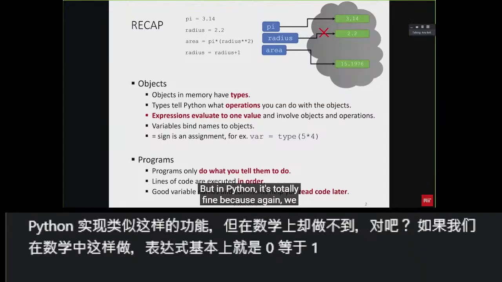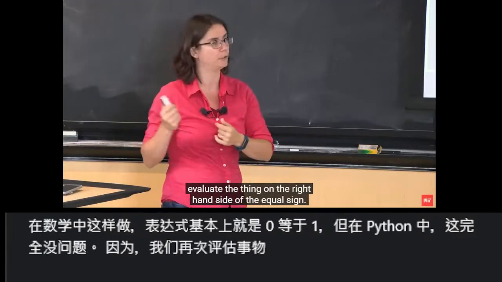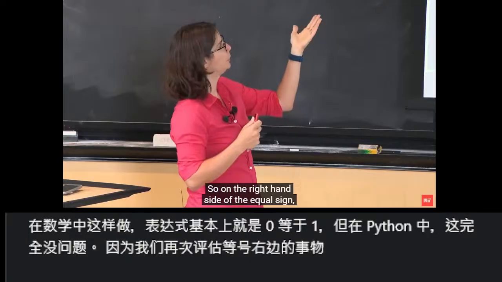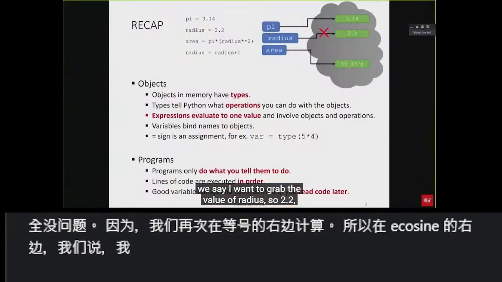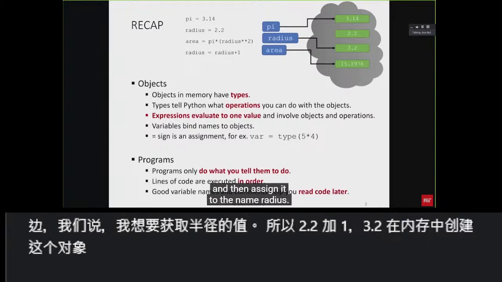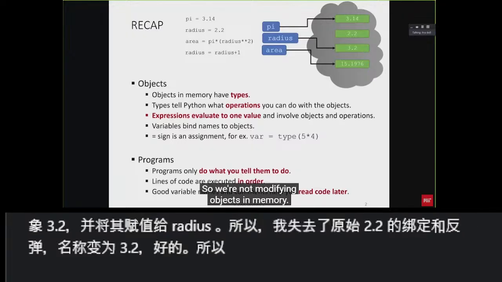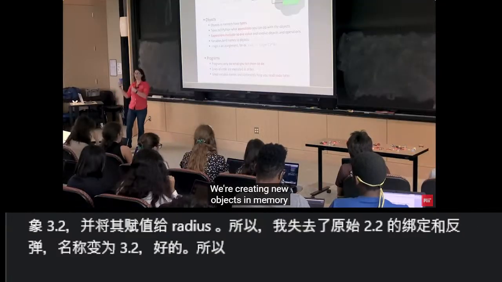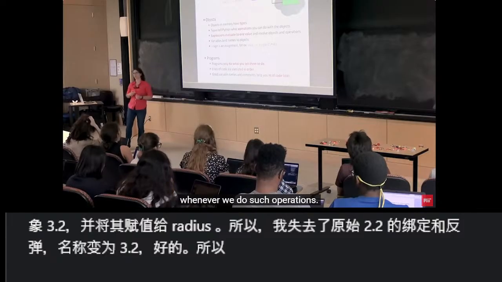But in Python, it's totally fine because, again, we evaluate the thing on the right-hand side of the equal sign. So on the right-hand side, we say, I want to grab the value of radius, so 2.2, add 1 to it, 3.2, create this object in memory. Here I have a whole new object in memory, 3.2, and then assign it to the name radius. So I've lost the binding from the original 2.2 and rebound the name to 3.2. Okay? So we're not modifying objects in memory, we're creating new objects in memory whenever we do such operations.